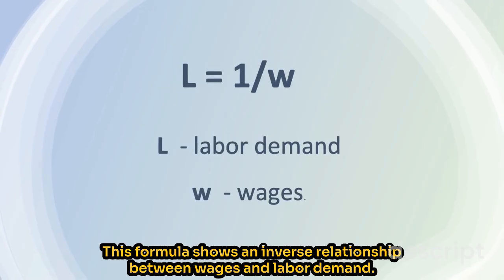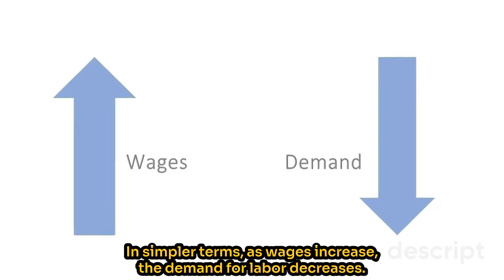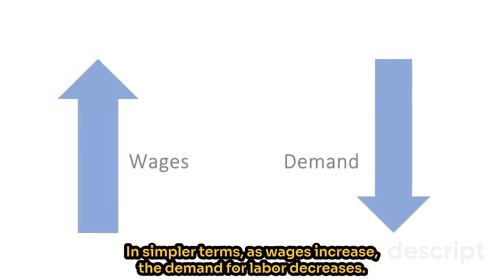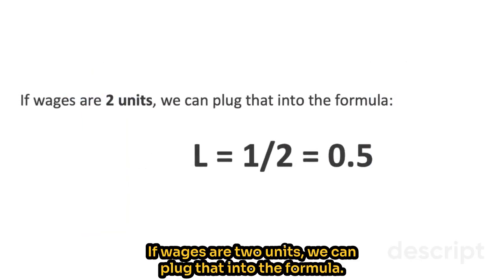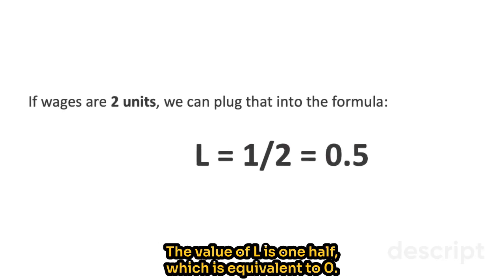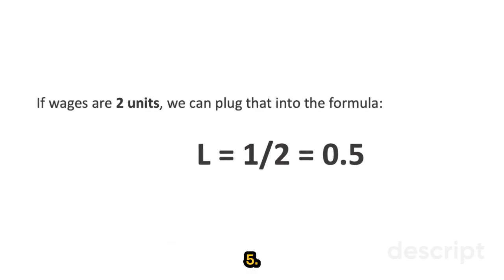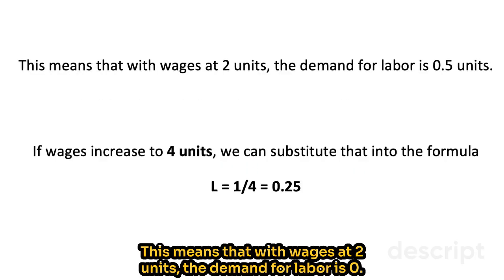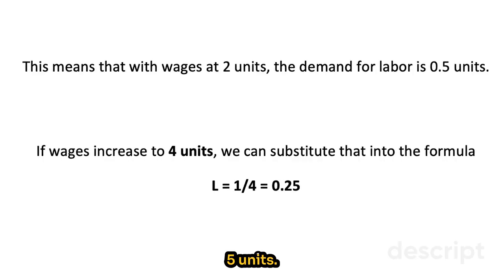This formula shows an inverse relationship between wages and labor demand. In simpler terms, as wages increase, the demand for labor decreases. Let's walk through this with some examples. If wages are 2 units, we can plug that into the formula. The value of L is 1/2, which is equivalent to 0.5. This means that with wages at 2 units, the demand for labor is 0.5 units.